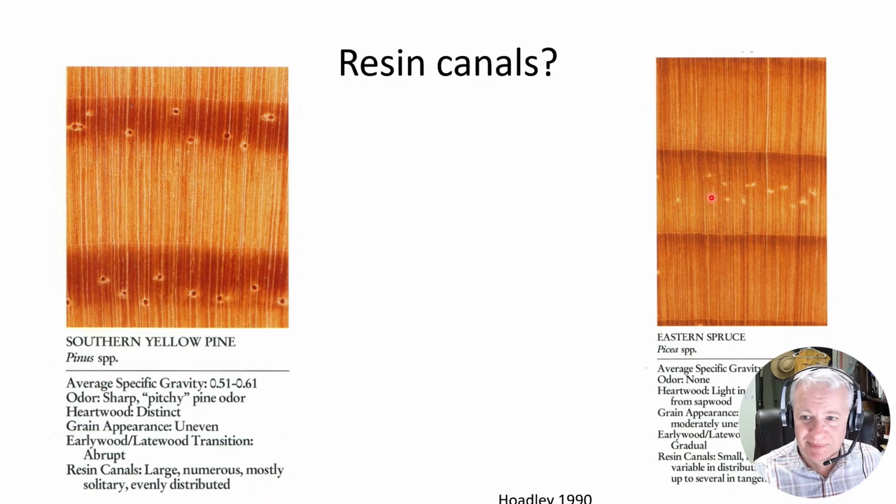If there are smaller resin canals, and of course this is a relative thing, but if the resin canals are smaller, then it's likely a Douglas fir, a spruce, or a larch. If there are no resin canals present, then it's another gymnosperm. So that could be a hemlock, a true fir, a cedar, bald cypress, redwood, or yew. So that's a lot of possibilities.